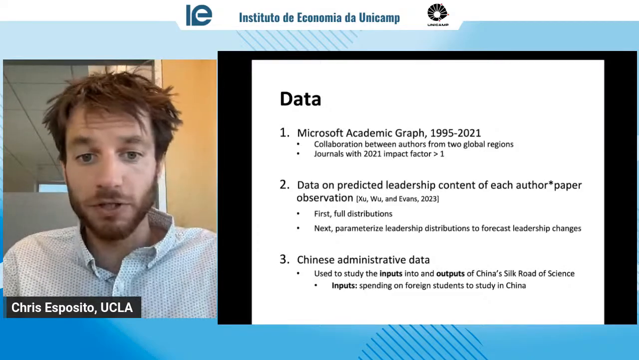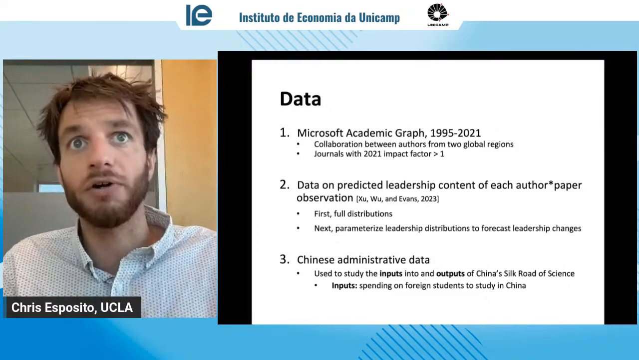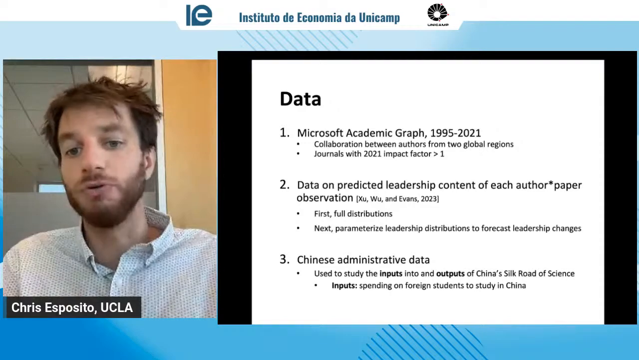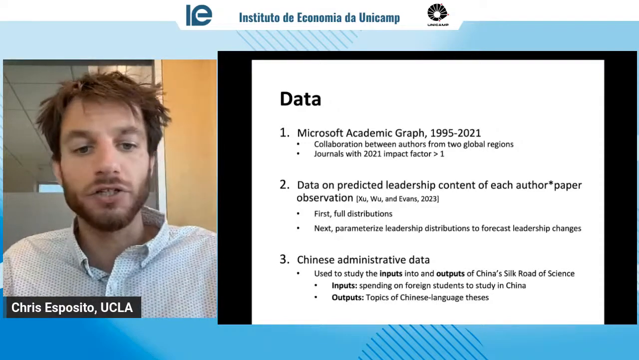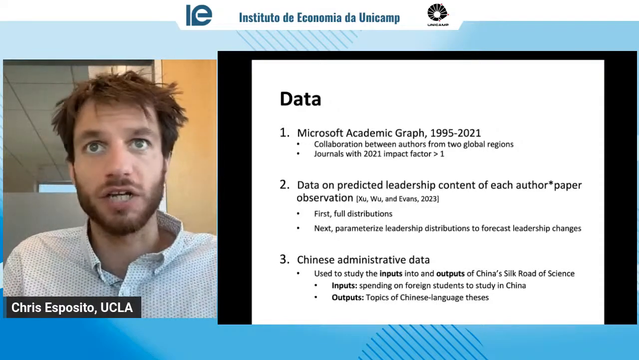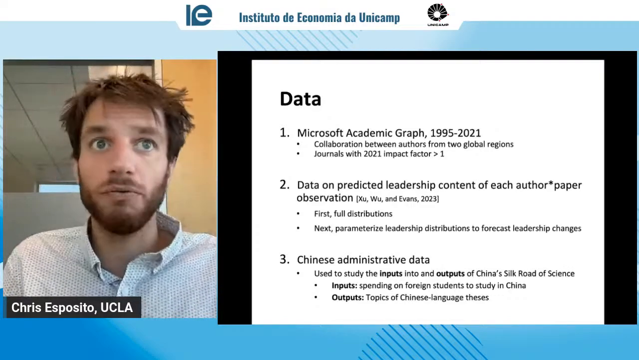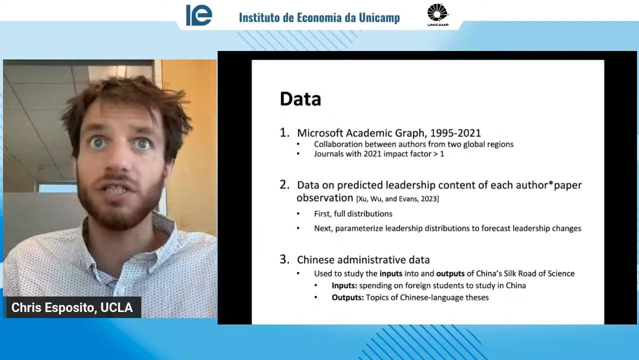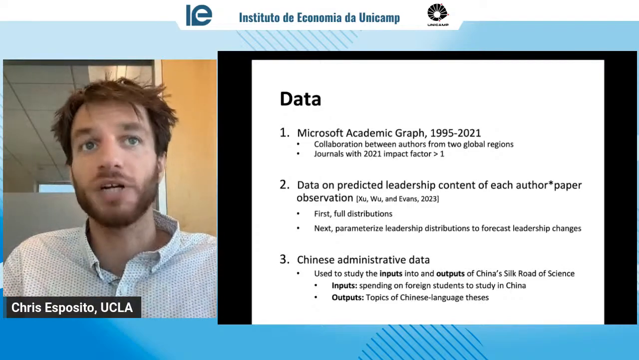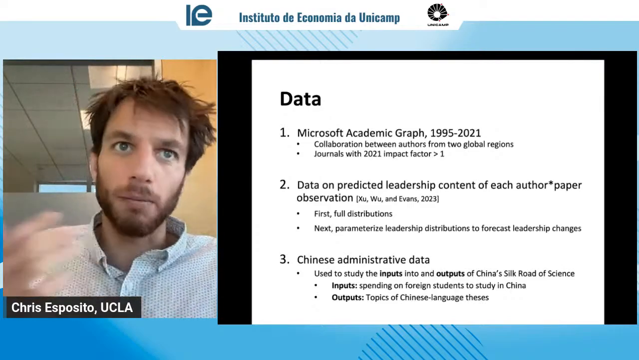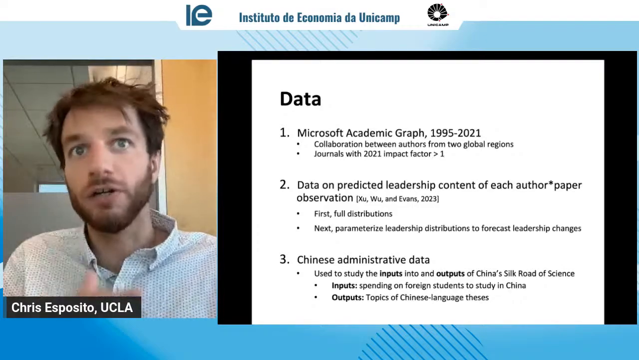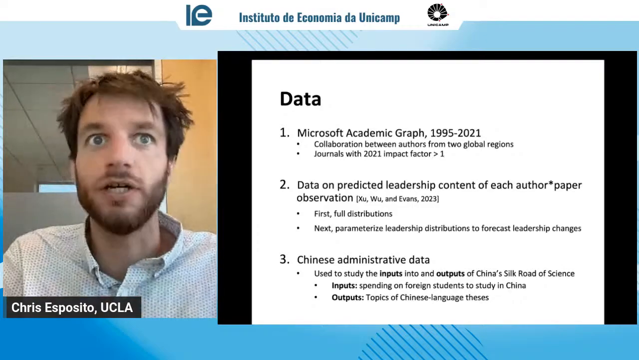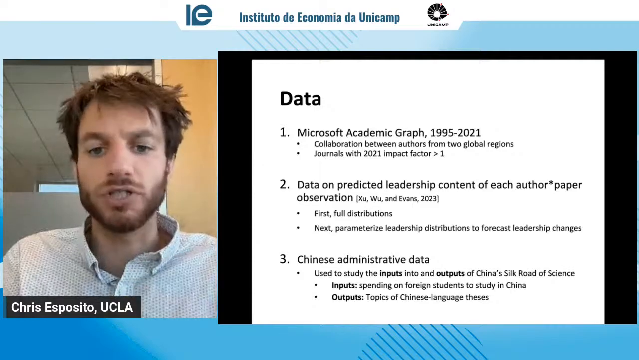So in terms of inputs, we're going to look at how much China is spending on educating foreigners at its own universities. And in terms of outputs, we're going to look at the type of research that China is producing with Silk Road researchers by looking at Chinese language theses that are published in China and what kind of topics they engage with. And we'll also look at publication data to see what kinds of fields Chinese scientists publish in when they collaborate with Silk Road scholars.